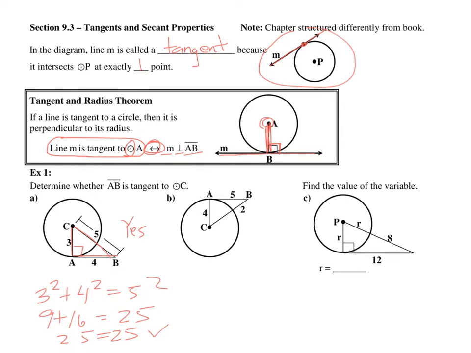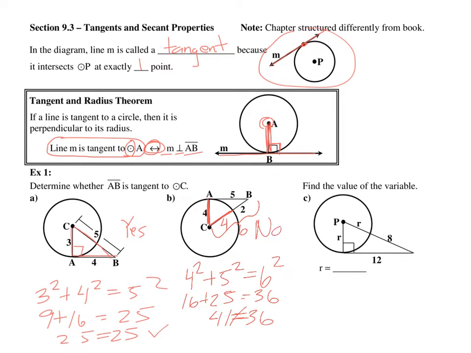All right, part B. Same deal as before. Apply the Pythagorean theorem. 4 squared plus 5 squared equals, now what am I going to do here? All right, well, what is this length? This is the radius of the circle, so that's 4. So the hypotenuse in this case is 6. So that's 6 squared. Watch out for that. So I have 16 plus 25 equals 36. So I have 41 equals 36. All right, and that's not true. So the answer is no. All right, AB is not tangent to the circle.